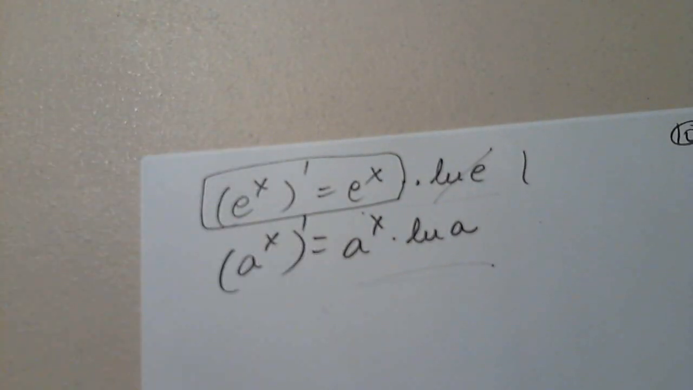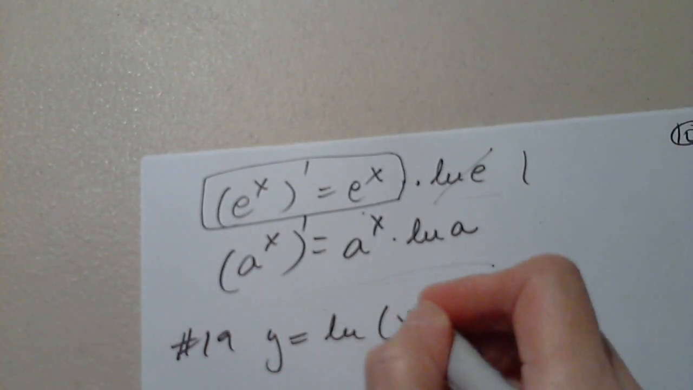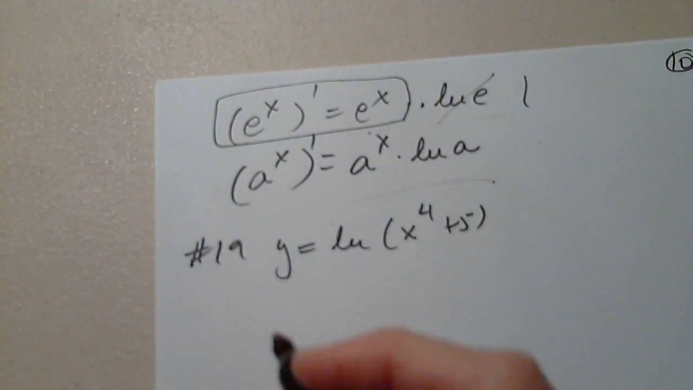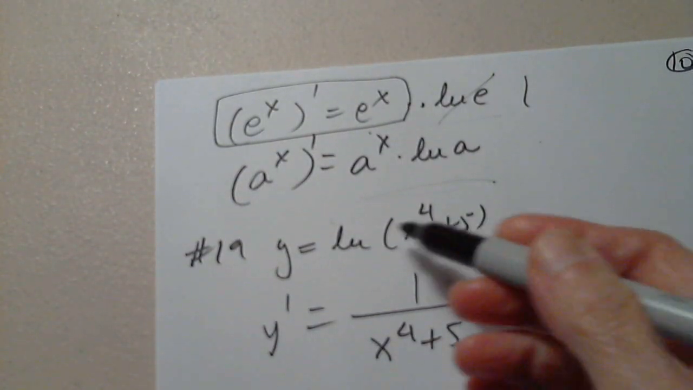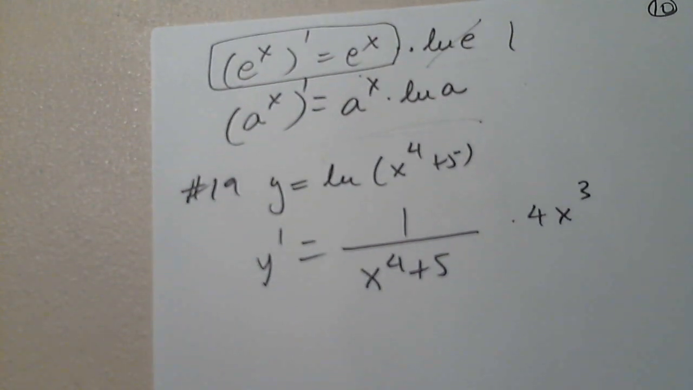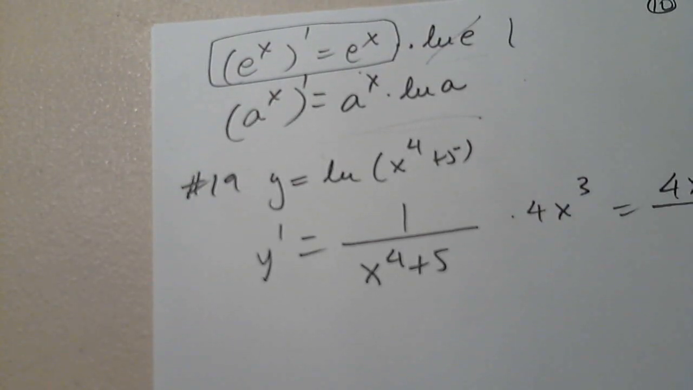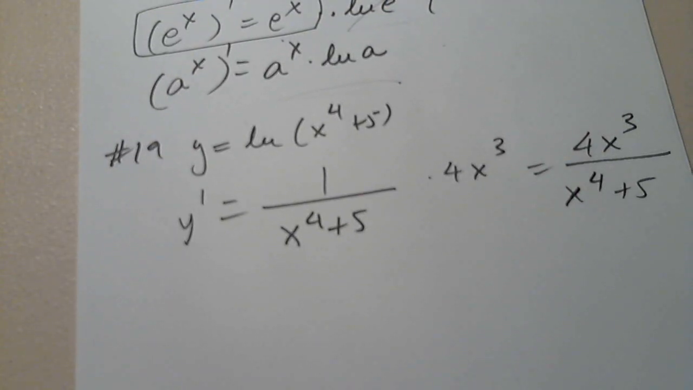In 19, we have y equals natural log of x to the 4th plus 5. So the formula for natural log prime, so y prime equals 1 over x to the 4th plus 5, 1 over the function times the function prime, and the function prime is 4x to the 3rd. You cannot simplify anything. You can write it condensed if you want. Good.